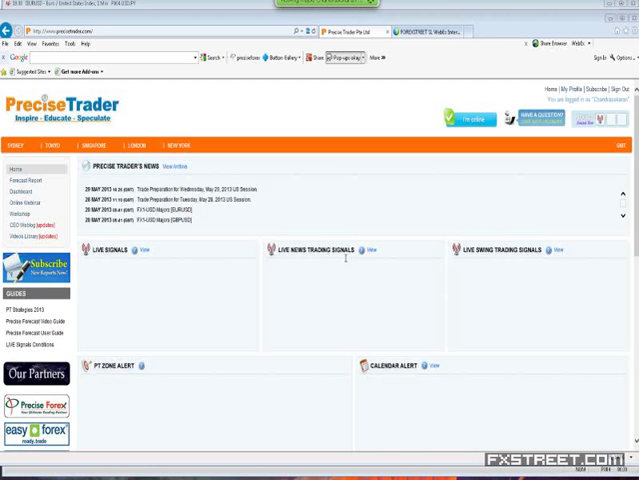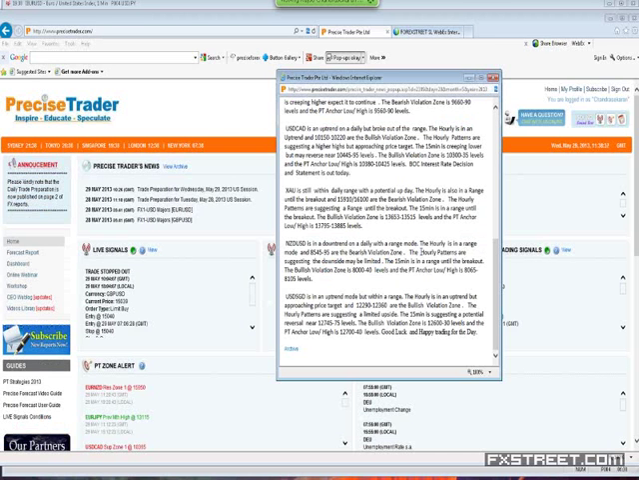So here, if you look at New Zealand, it's in a downtrend on the daily with a range mode. The hourly is in a range mode and we have a bearish violation zone. Remember, the hourly is in a range mode with the bearish violation. That means if the market goes up, then we should be looking for selling opportunities.